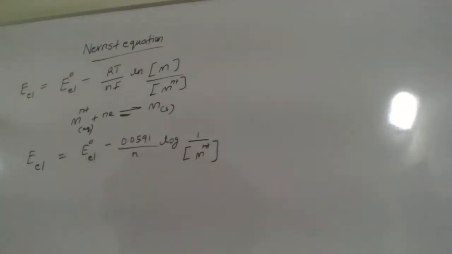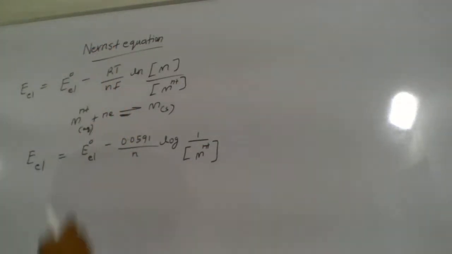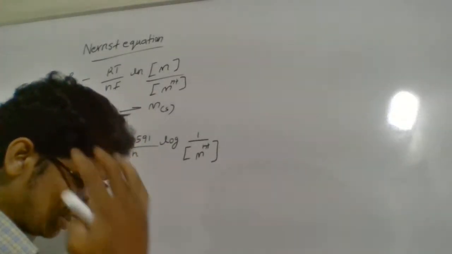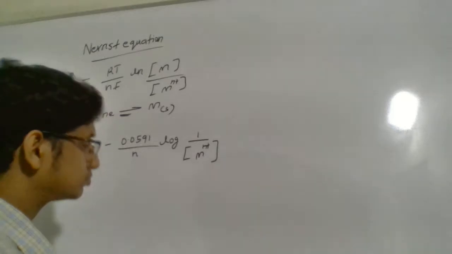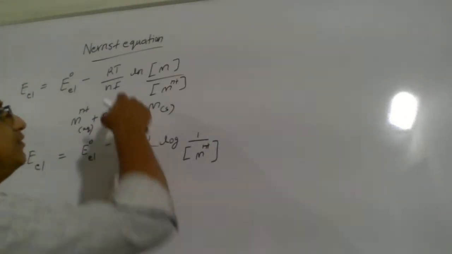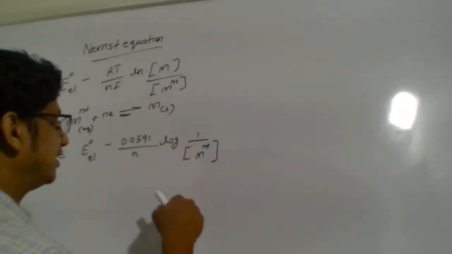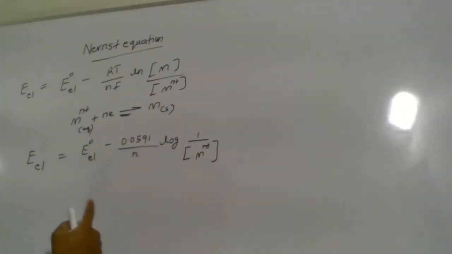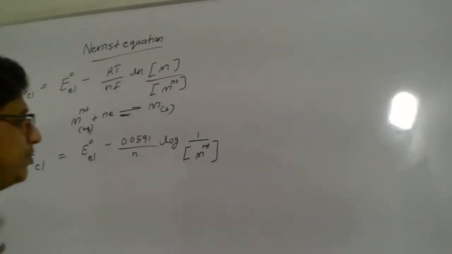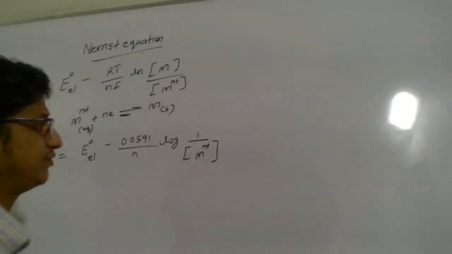So what are the changes we made? We applied the constant values: R is equal to 8.314, T is the absolute temperature, and we consider the standard temperature as 298 Kelvin, F is Faraday's constant 96500, and we converted ln into log by multiplying by 2.303. So applying these, you get the rearranged equation: E electrode is equal to E0 electrode minus 0.0591 divided by n log 1 by concentration of M n+.